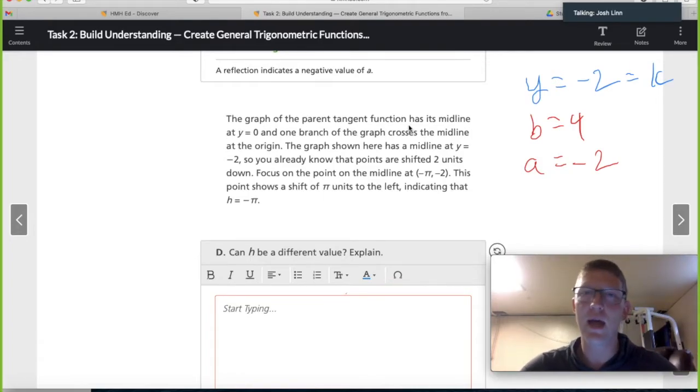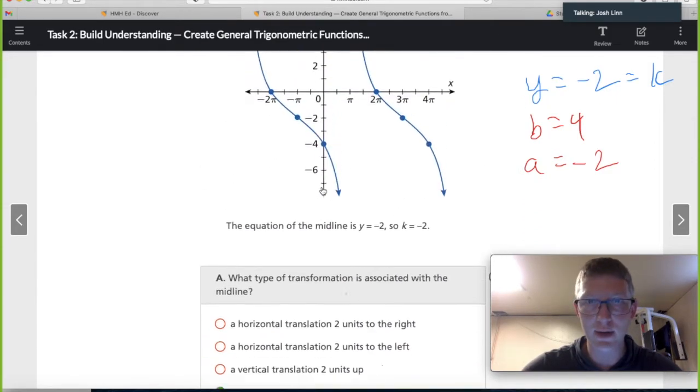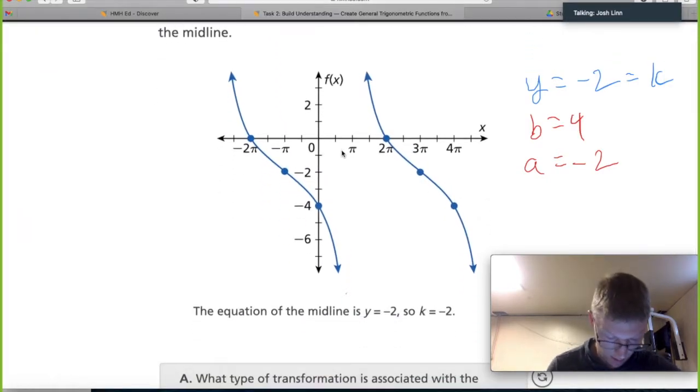The parent function has its midline at y equals 0, and one branch of the graph crosses the midline at the origin. The graph shown here has a midline at y equals -2, so you already know that the points are shifted 2 units down. Focus on the point on the midline at (-pi, -2). This point shows a shift of pi units to the left, indicating that h equals -pi. So let's look at that graph again. Again, we've got our normal graph, or our parent function.